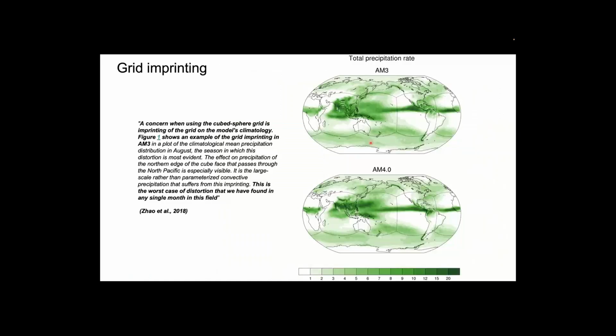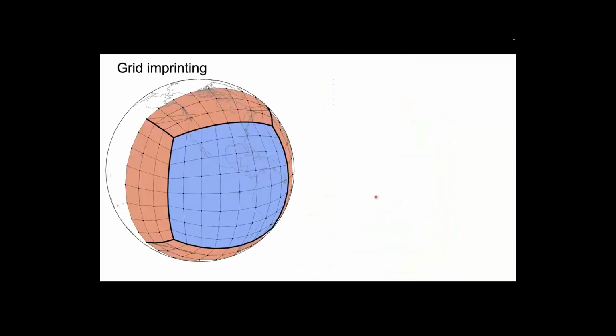This has also been reported in Ning Zhao's paper of 2018 in the AM3 and AM4 models, where they found some distortion in precipitation in a few months. They had to really look into this issue to find it. So it's not too straightforward to find. You have to really know what you are looking for.